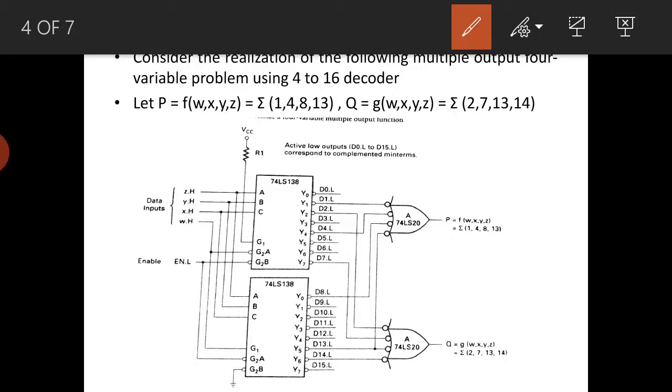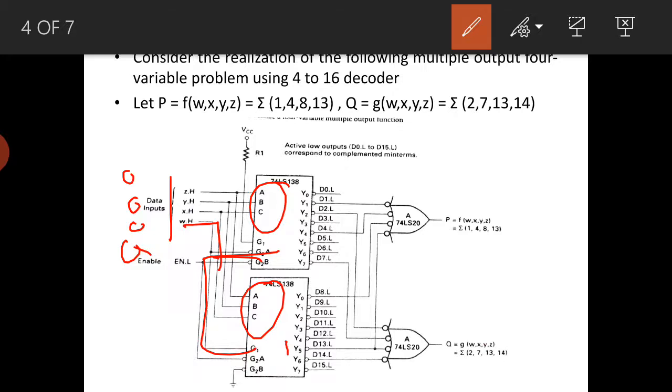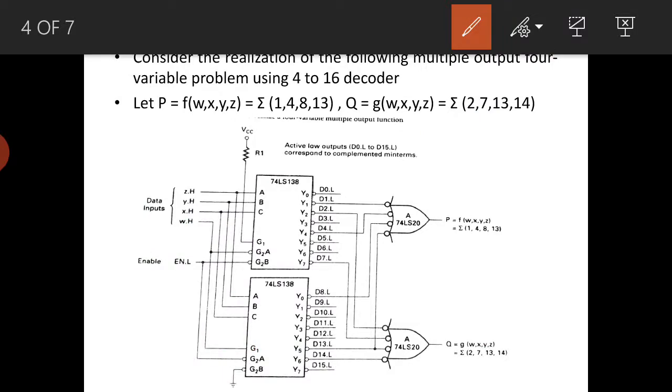So here we have W X Y Z, 0 0 0 0. Three inputs are connected to ABC and one is connected to the enable signals of both decoders, one to active high and one to active low. We have already seen the same connections in the 4:16 decoder using 3:8 decoders.